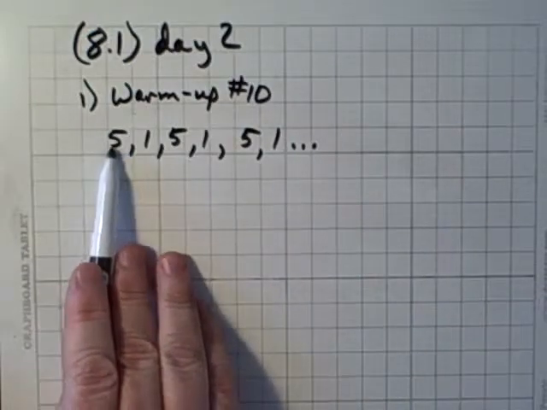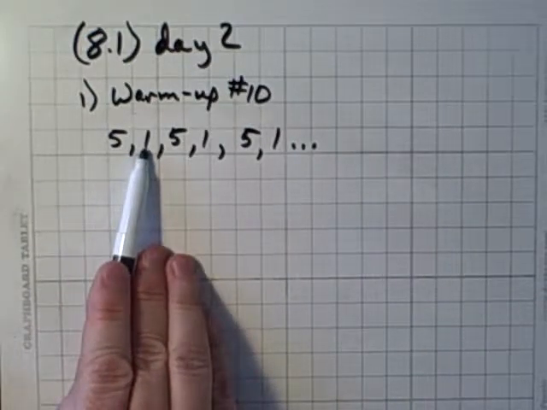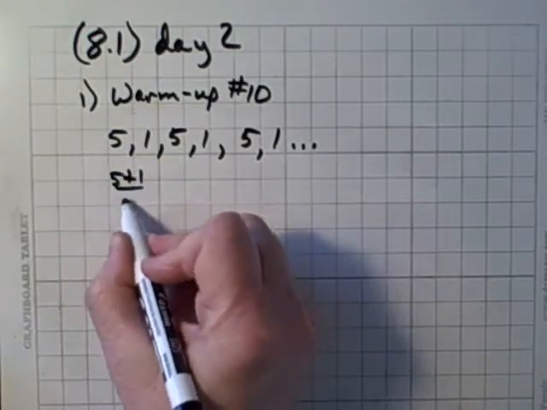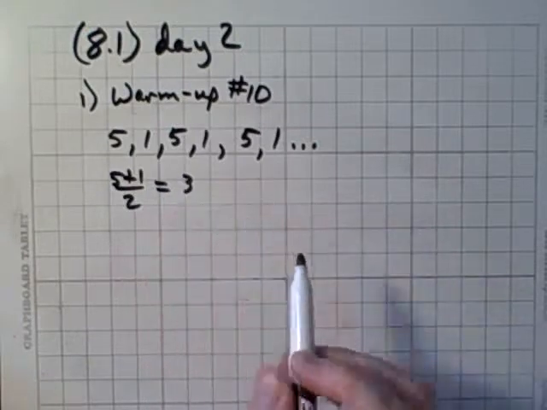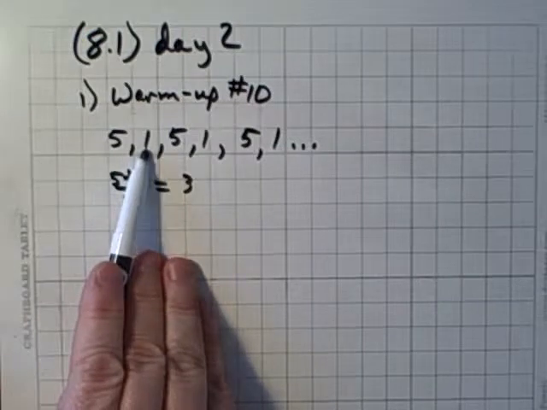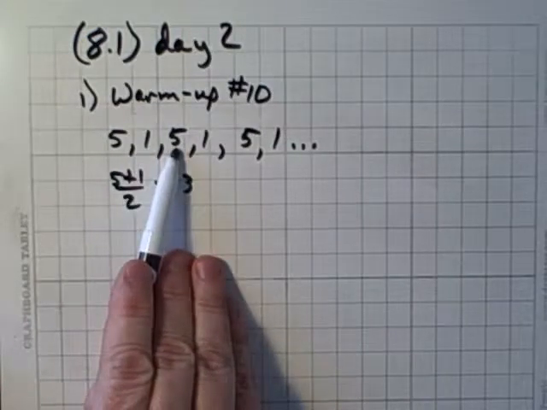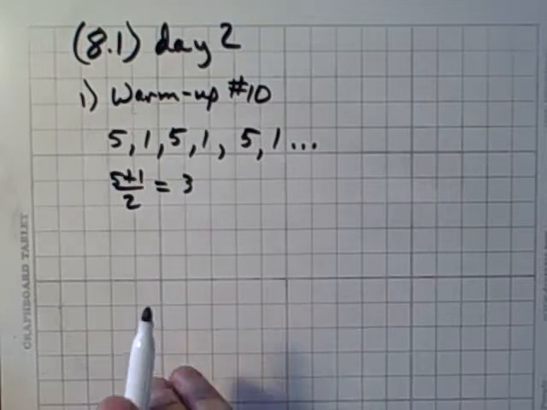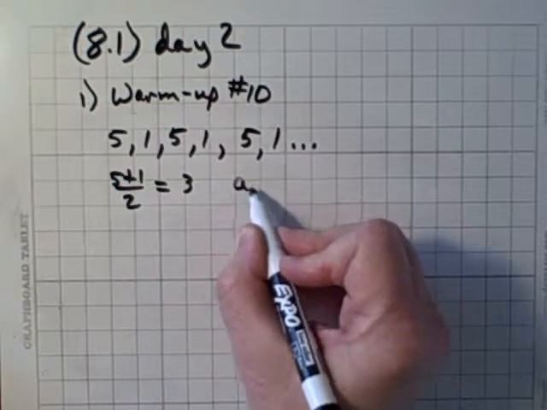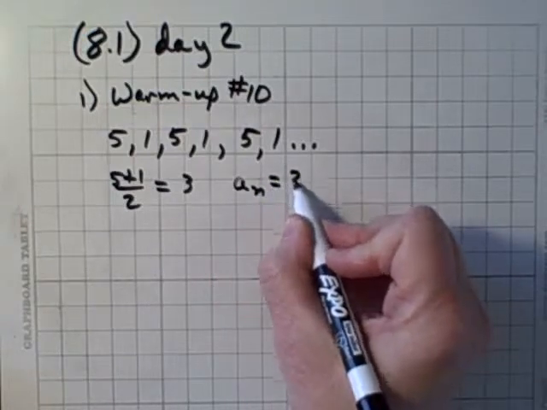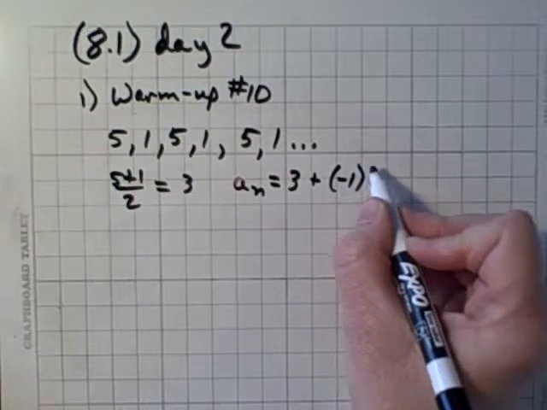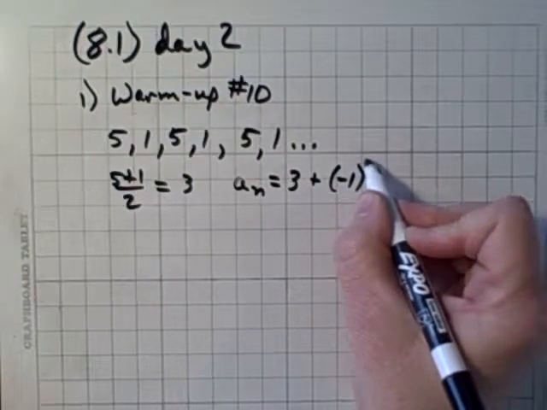The secret is to think of the average of the two. So 5 plus 1 over 2, of course, is 3. And if we think of this as 3 plus 2, then this would be 3 minus 2. 3 plus 2, 3 minus 2. So sometimes we're adding 2, sometimes we're subtracting 2. So the nth term formula would be 3, and then an alternating in sign times 2.